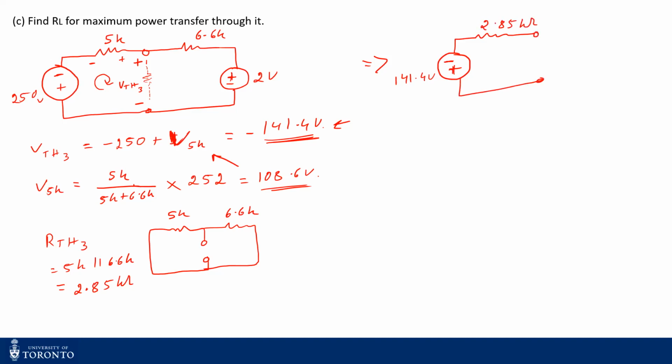So now what's gonna be my RL for maximum power transfer? My RL has to be equal to the Thevenin resistance, right? So it has to be equal to 2.85 kilo ohms for maximum power transfer, which is basically 50% of the power that is supplied by the Thevenin voltage.